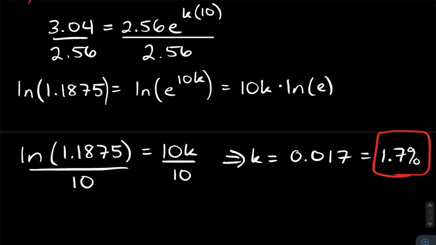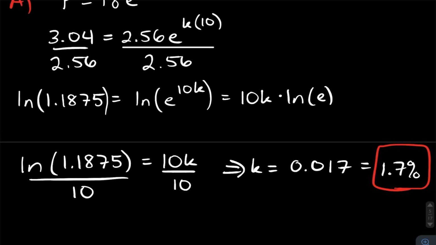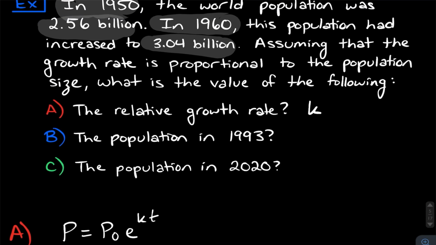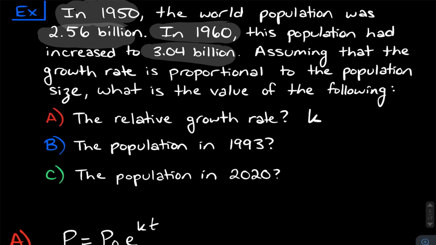Okay? So that's the answer to part A. It's just the growth rate is 1.7%, and it's going to be 1.7% per year. Okay? That's essentially what K means. So then we are asked the population in 1993.